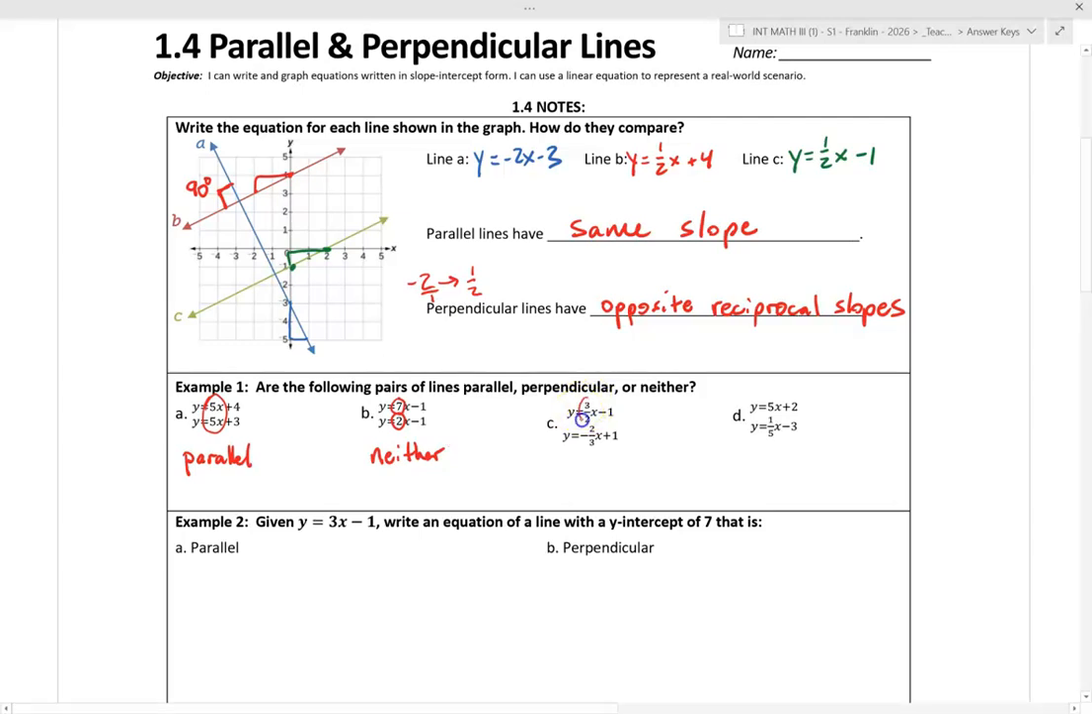For example C, we have 3/2 and -2/3. So our slopes are flipped and opposite. So this is perpendicular. And finally, for example D, we have 5 and 1/5. Well, they are reciprocals, but they're both positive. So this is, again, neither, because they're not the same, but they're not both opposite and reciprocal. So those have to be neither.